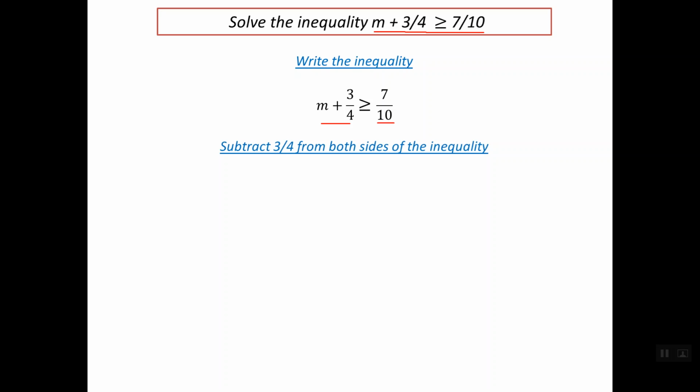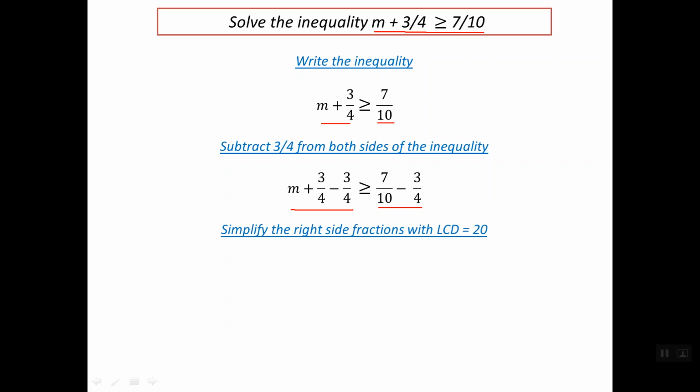So simply we can keep the variable m alone at the left side by subtracting 3/4 from both sides of the inequality. So the left side of the inequality becomes m plus 3/4 minus 3/4, and the right side becomes 7/10 minus 3/4. Now we can simplify. See that the left side of the inequality we have only m, and for the right side we have a difference of two fractions with different denominators.